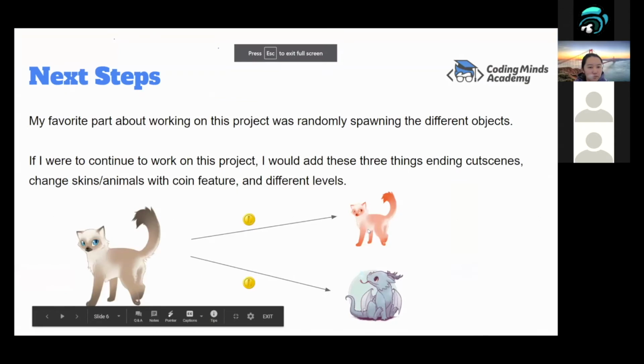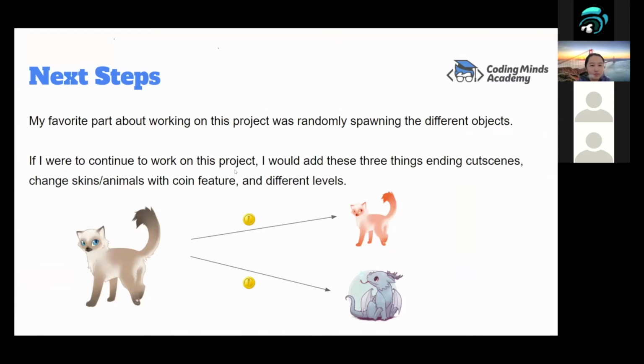Next steps. My favorite part about working on this project was randomly spawning the different objects. If I were to continue to work on this project, I would add these 3 things: ending cutscenes, change skins, or animals with a coin feature in different levels.